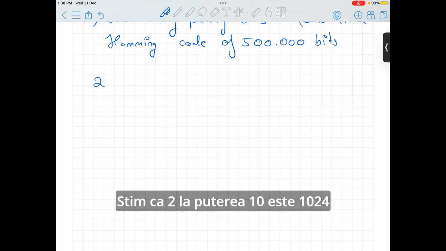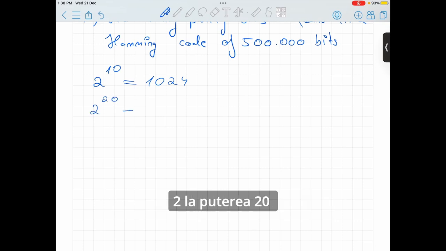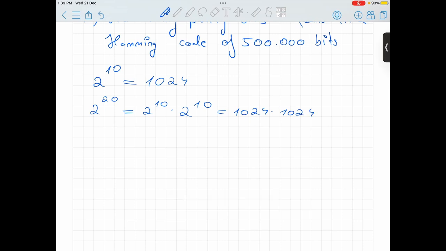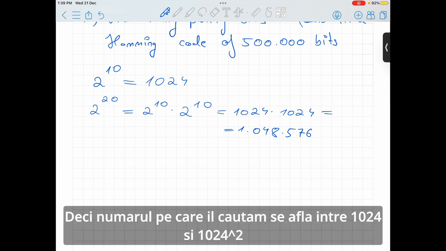For example, we know that 2 at the power of 10 equals 1024. 2 at the power of 20 means 2 at the power of 10 multiplied by 2 at the power of 10. It means 1024 multiplied by 1024, which equals 1,048,576. So the number we are searching for must be between 2 at the power of 10 and 2 at the power of 20.